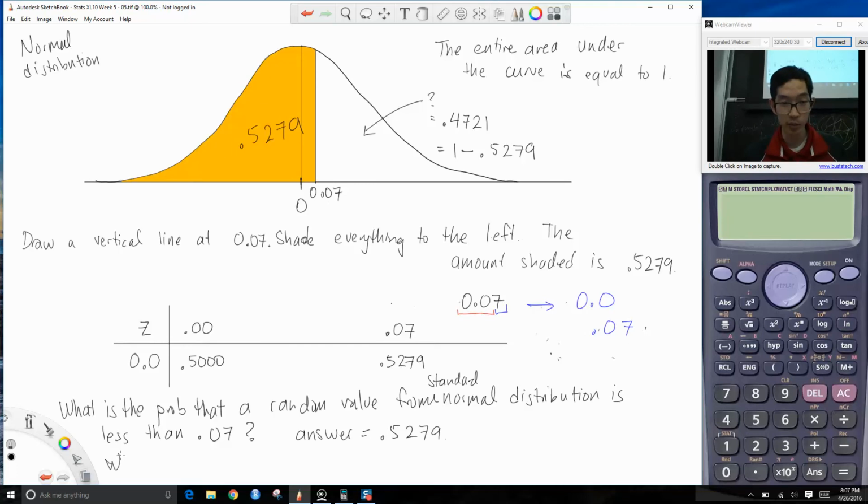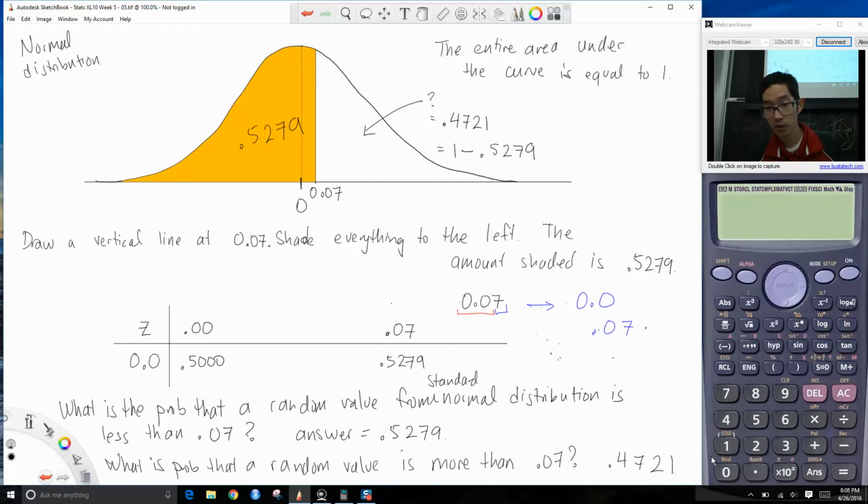So what is the probability that a random value is more than 0.07? And our answer there is 0.4721. Does that feel okay? Kinda?